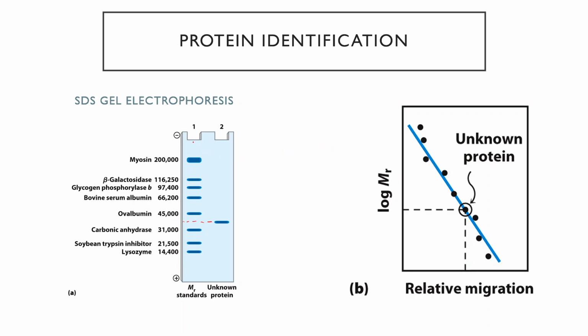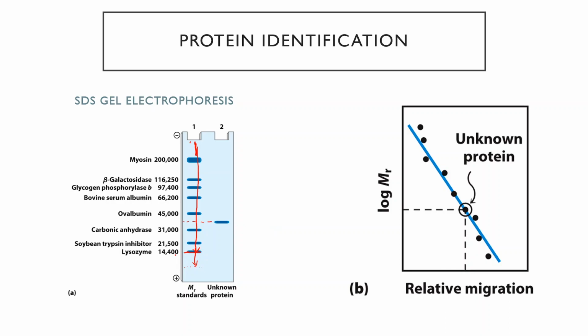Again, you usually measure the distance from the well. Actually, it's the other way. You look for the dye front. If the dye front is down here, you say, okay, the dye front migrated this far. And then this band here migrated this distance, from the well to this point. That distance divided by the total distance of the dye front is its relative migration. So you graph that out.